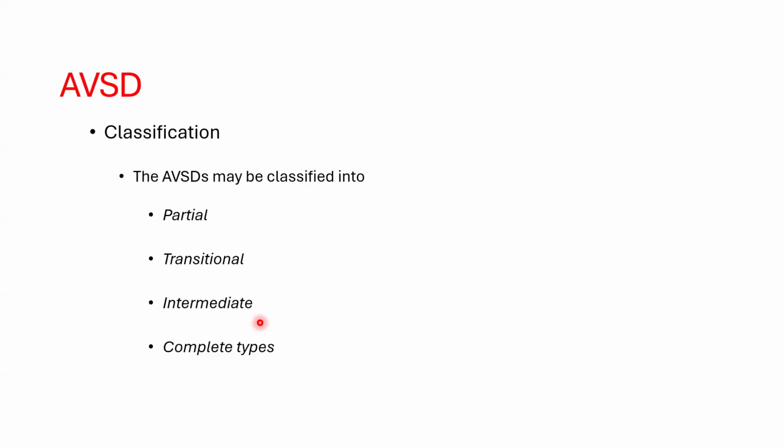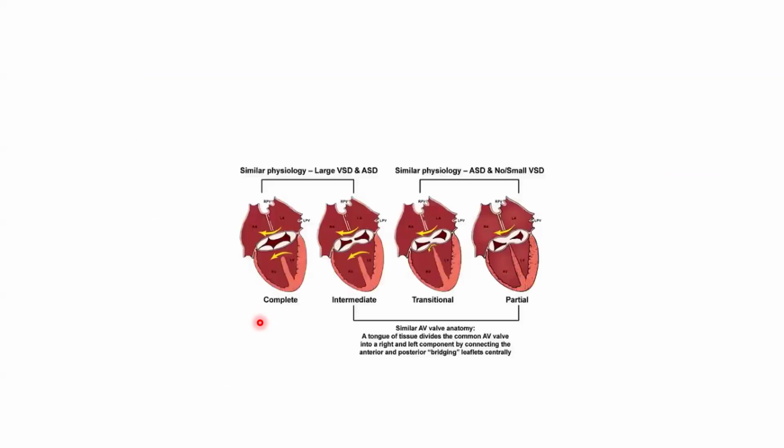Just like ASDs and VSDs, there are also types of AVSDs. We have the partial, the transitional, intermediate, and the complete types. Okay, so let's see how they look. This is an illustration from an article I read some time ago. This is a complete one. In the complete one, there's one AV valve. There's an atrial communication and a ventricular communication. So just one valve. In the intermediate one, you have two valves, but you still have a large atrial communication and a large ventricular communication.